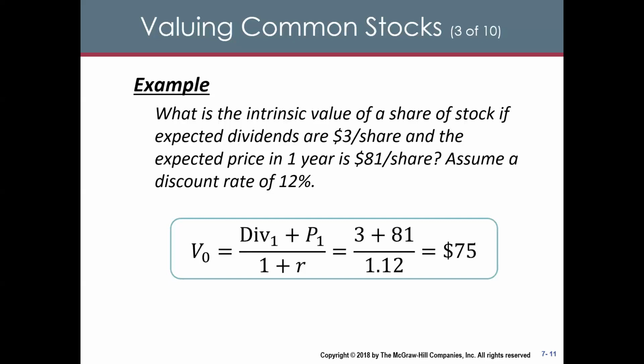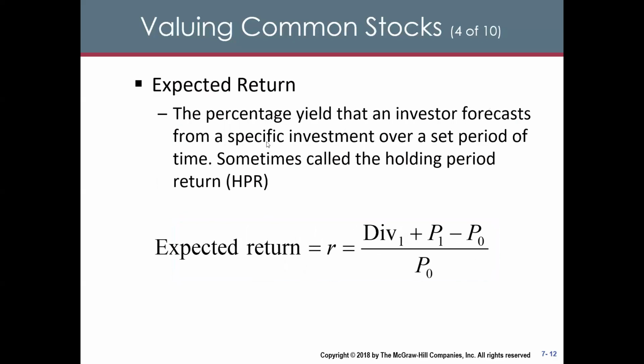Can our prediction be wrong? Of course. No one can really predict what the stock price will be. However, we are making decisions based on our prediction. So based on this prediction, what rate of return are we going to get? In the next example, we introduce a concept called expected return, which is the percentage yield that an investor forecasts from a specific investment over a set period of time. Sometimes we also call it the holding period return, or HPR for short.